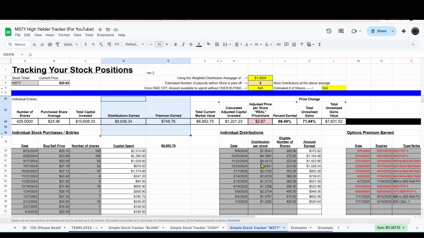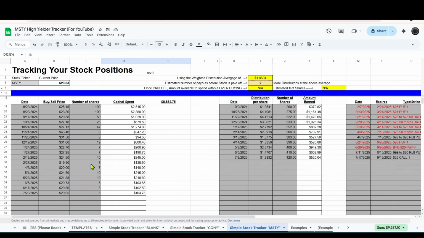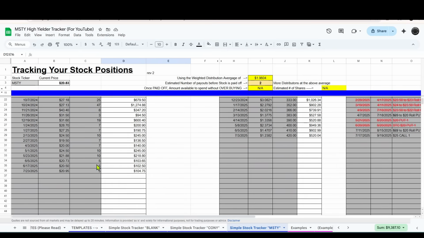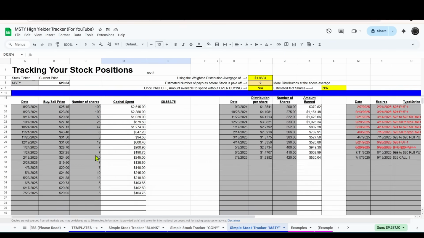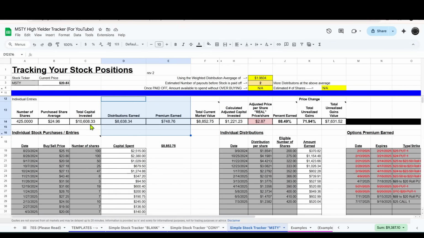If you were rolling or had DRIP on, right, where you're reinvesting your distributions back in, then these distributions, if you've rolled them all back in, the distributions earned here will still show that amount that you did earn. But the total capital invested would actually be increasing because you would need to be entering in another purchase, right? So you'll enter in your distribution you made, but you'll also enter in the purchase that you also turned right around and made. So therefore, it cancels it out, right?